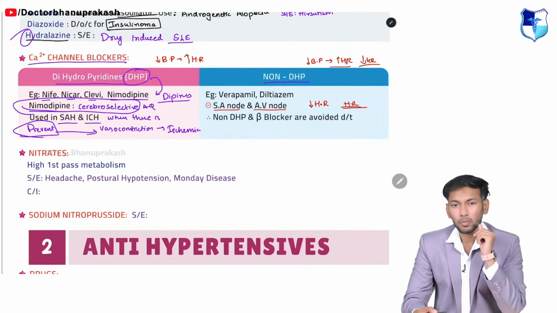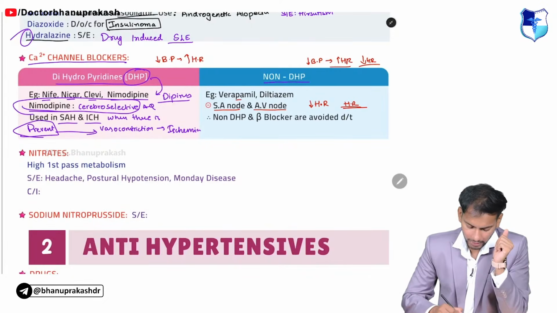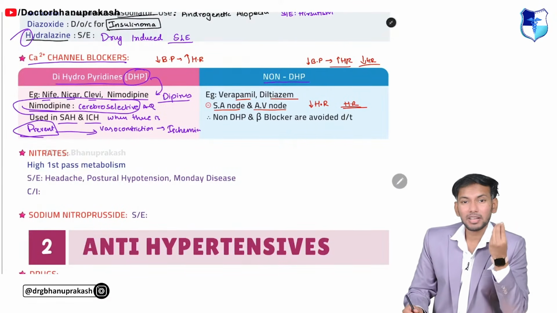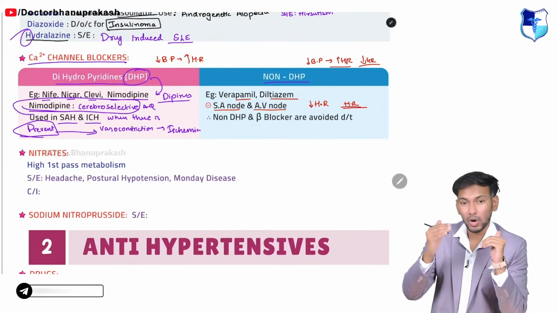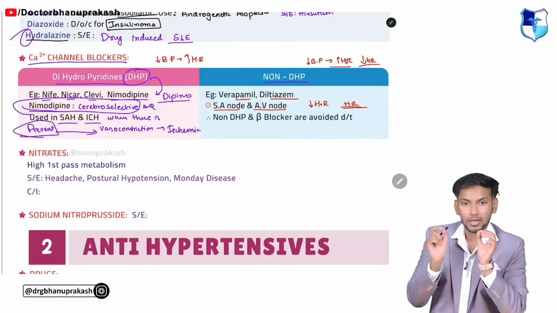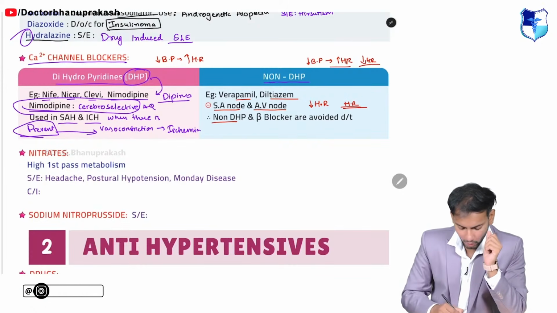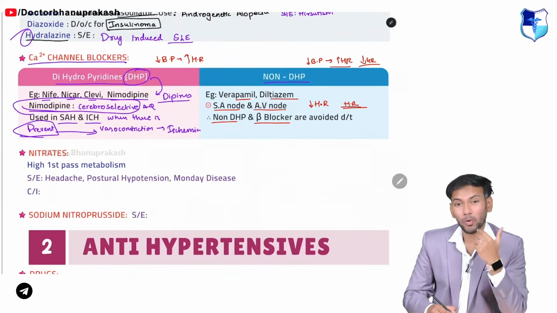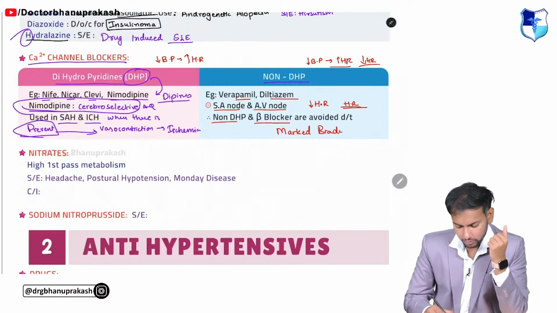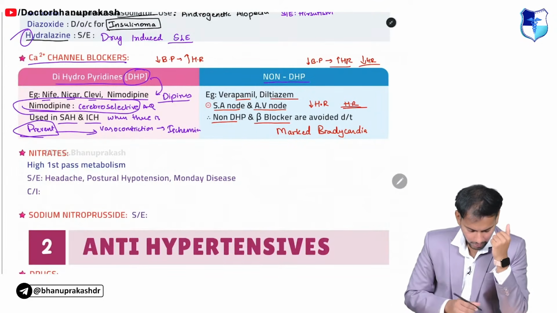So what I want you to remember, there are two drugs, verapamil and diltiazem. Since they decrease the heart rate, you should never give them with beta blockers. Beta blockers will decrease the heart rate. If you are giving non-DHPs, they will also decrease the heart rate. It will cause a lot of bradycardia, so that is not good for the person. That is why non-DHPs and beta blockers are avoided together, because of marked bradycardia. This is what I want you to understand.